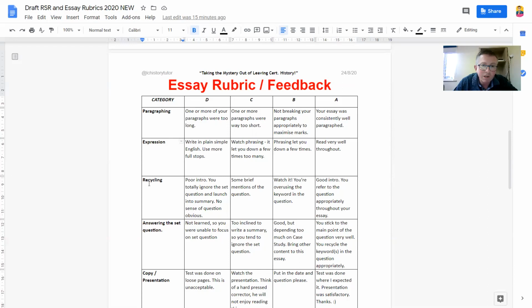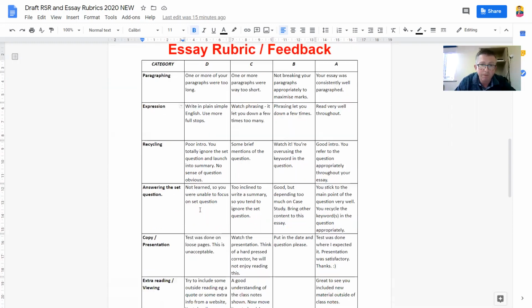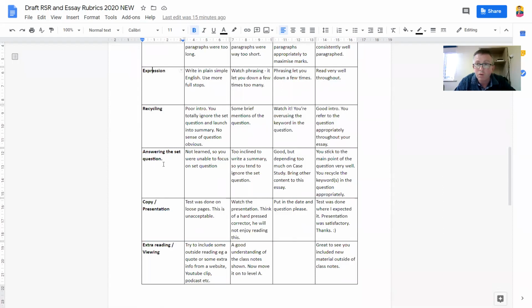Now, after that, I went on to recycling. And what I mean by recycling is recycling the key word in the question. The key word could be something like impact. What was the impact of such a person? Or how effective was such a leader? What were the strengths and weaknesses? Those are the words correctors like myself like to see recycled throughout a student's work. Not to overdo it, but every now and again they touch base with the question, say to the corrector, hey, look, I'm answering the question. It does help.